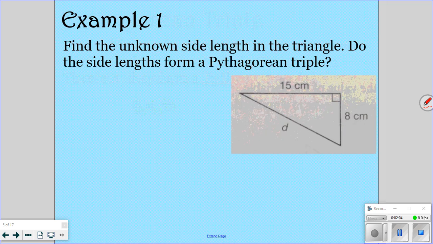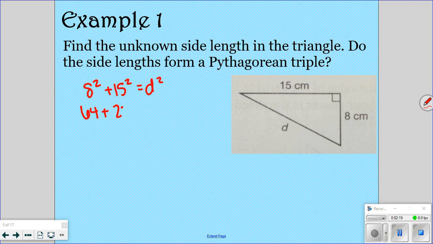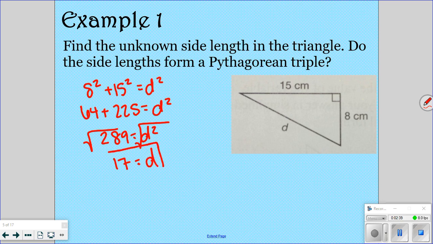So we want to find the unknown side here, and we want to know if it is a Pythagorean triple. So we're going to use the Pythagorean theorem. 8 squared plus 15 squared equals d squared. So 8 squared is 64 plus 15 squared is 225 equals d squared. 64 plus 225 is 289. And then to find d, you take the square root. So the square root of 289 is 17. So that is the missing side length.